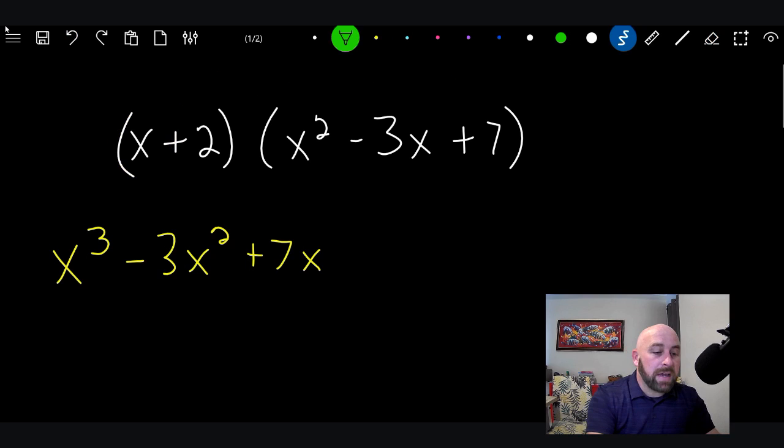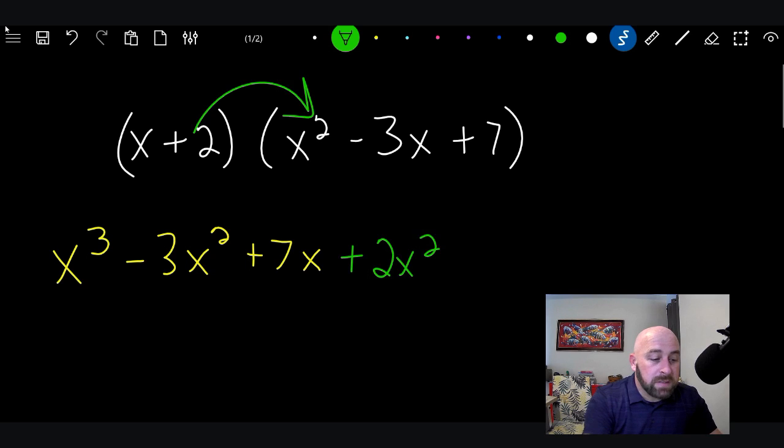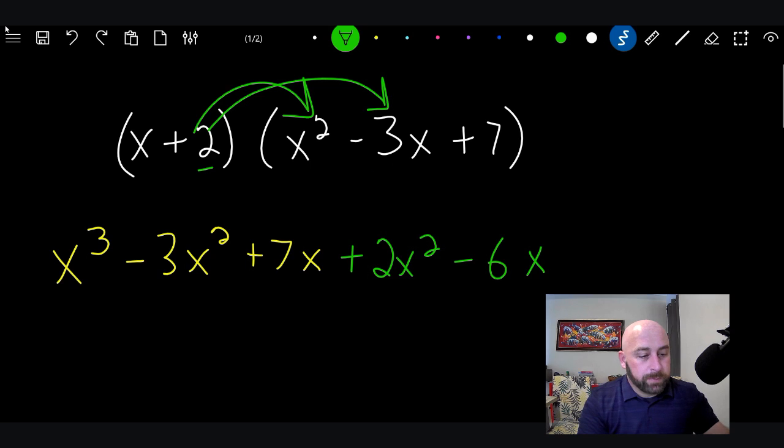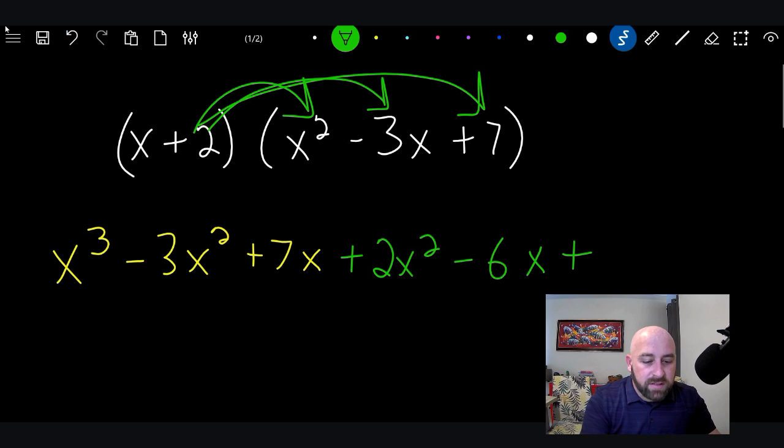Now we're going to come back and we're going to distribute the 2. And so we're going to take the 2 to the x squared, and we're going to get plus 2x squared. Then we're going to take the 2 to the negative 3x. We're going to get negative 6x, because all we have is a 2 times the negative 3. And then the last one, 2 times 7 gives us 14, positive 14. All right, and so we're done. We've distributed the x, now we've distributed the 2, and here's our list of terms down here.